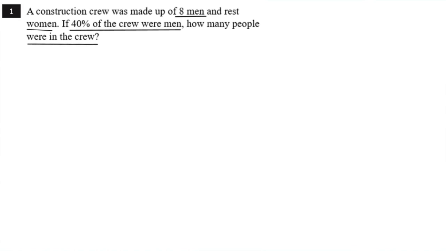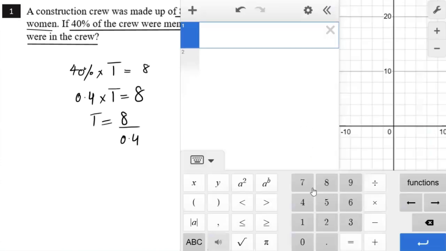So there are different methods you can use to solve this problem. One quicker method is to get 40% of the total number of people, and that is the men. So that is 8. So this will become 0.4 times t equals 8, and t would be 8 divided by 0.4. You can do it manually, but it's best to use the calculator, and that's it.